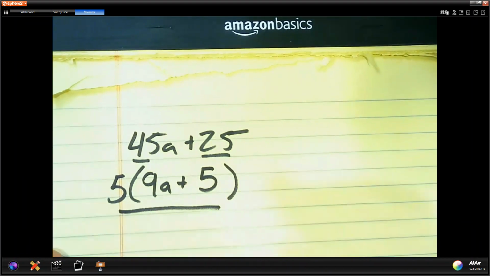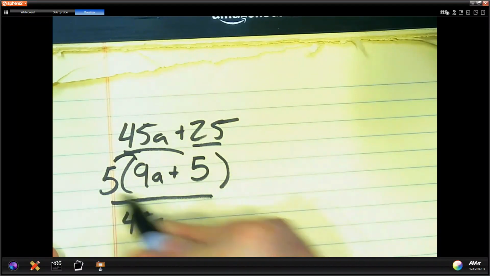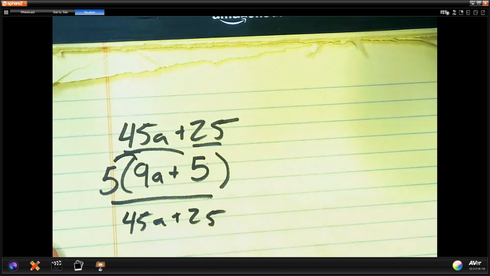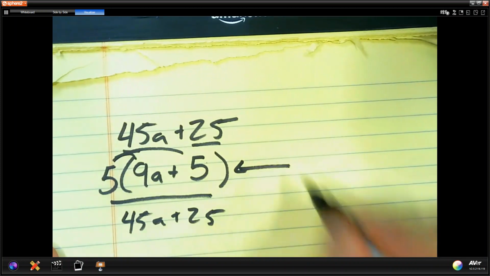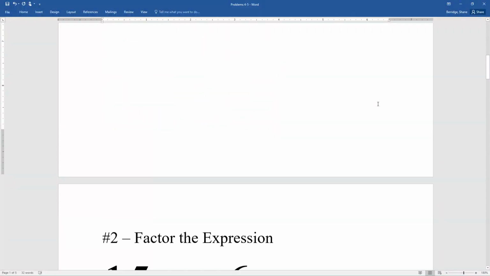This is your solution. And again, if we want to check it, we can distribute these back in, and we would get 45a plus 25. So this is your solution on number 1. Again, if you have questions and comments, you can pause the video now and work through those. Okay, number 2.